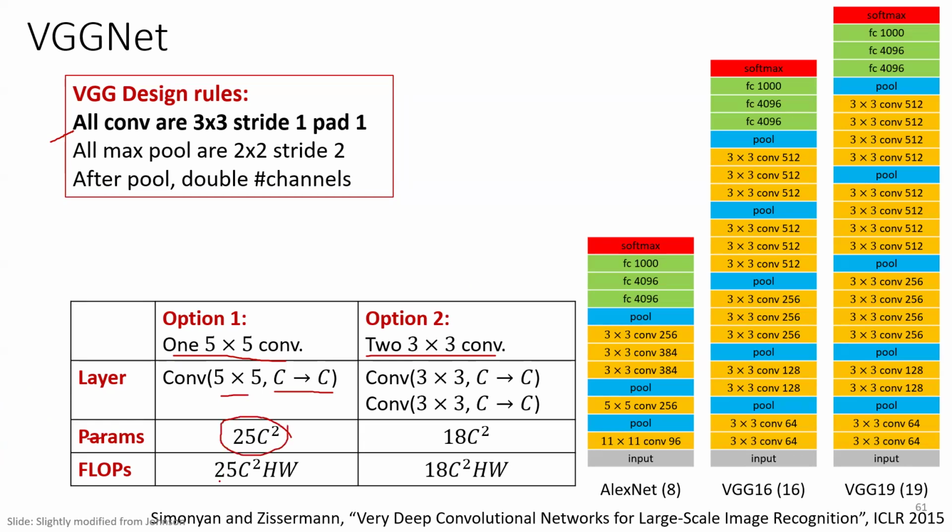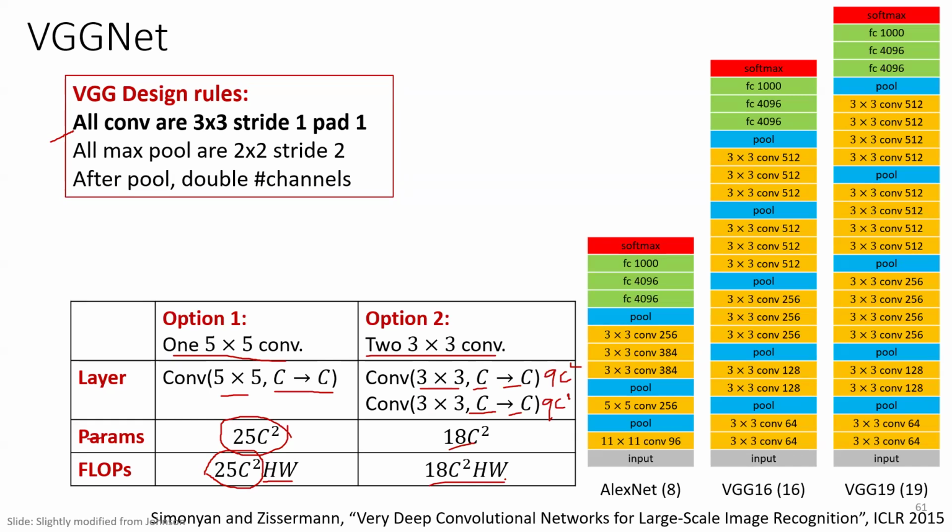The number of floating point operations is, for each output cell, 25C squared, so 25C squared HW. But if you take two 3 by 3 convolutions, from C to C and C to C, that means 9C squared here, and here also 9C squared. So when you add these two, you get 18C squared HW. To get the same receptive field, option 1 needed 25C squared HW. Now you need only 18C squared HW.